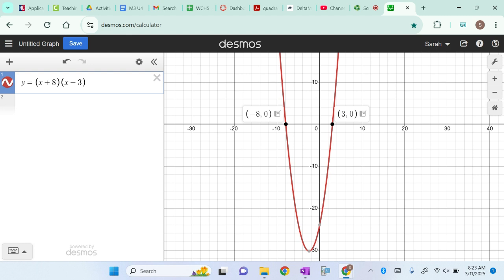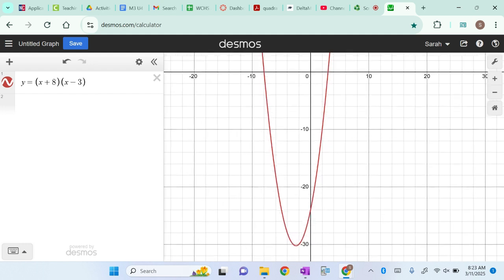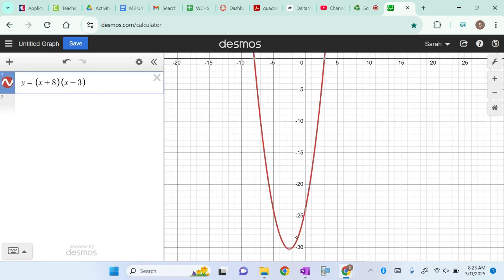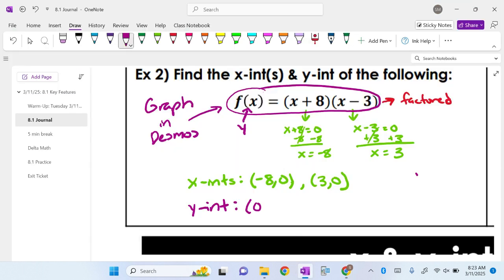Can someone tell me what the y-intercept is? Lysandra. Negative what? 30. Not quite. It's negative 24. So that's why you need to graph it, because it's easier to click on it, because sometimes it's really hard to eyeball it. So 0, negative 24 is the y-intercept.